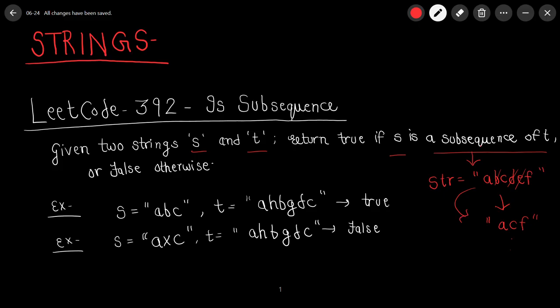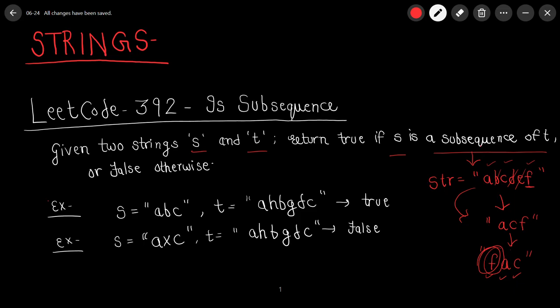Also, we must make sure that the relative positions are the same. What I'm saying is, suppose we write something like F, A, C. Even though all of them are present in it, still it's not a subsequence because the relative positions are not the same. I hope it's clear. Here F appears before A and C, but here F appears after A and C. So there's a contradiction. For a string to qualify as a subsequence, the relative positions must also be the same. I hope the definition of subsequence is clear.